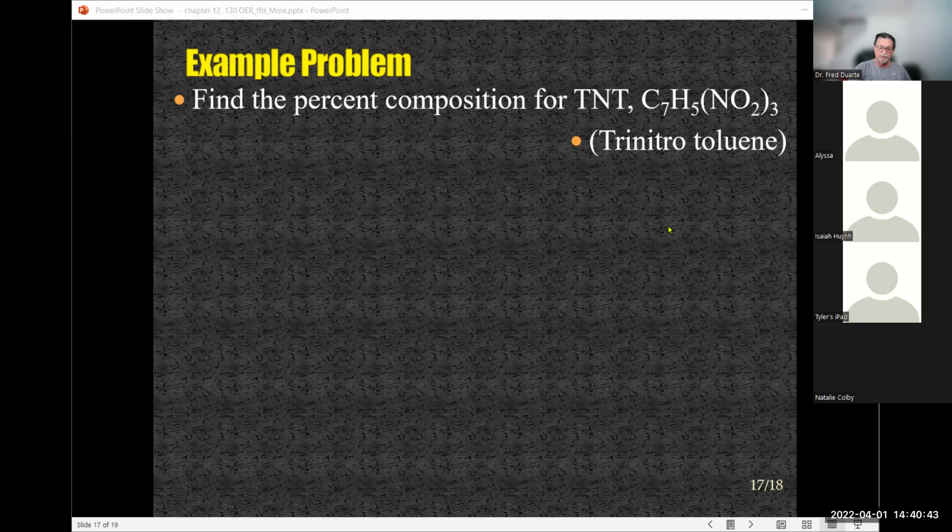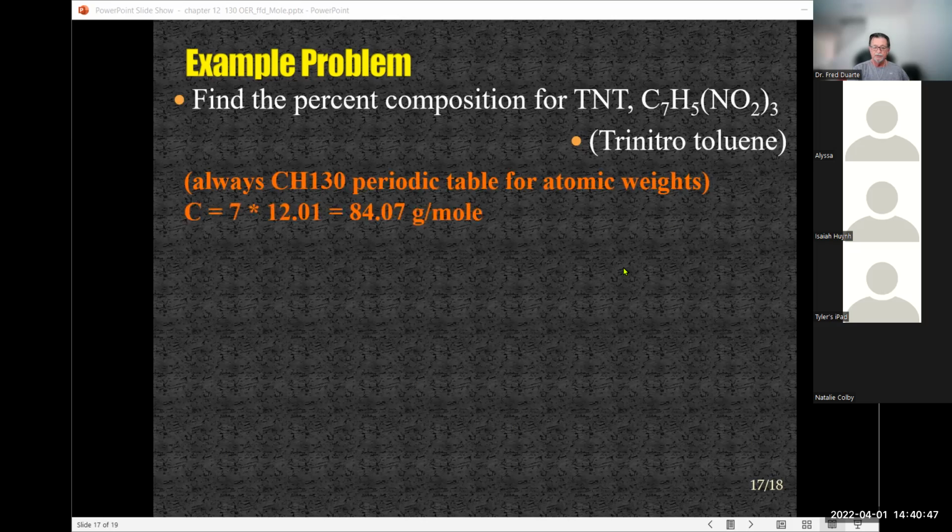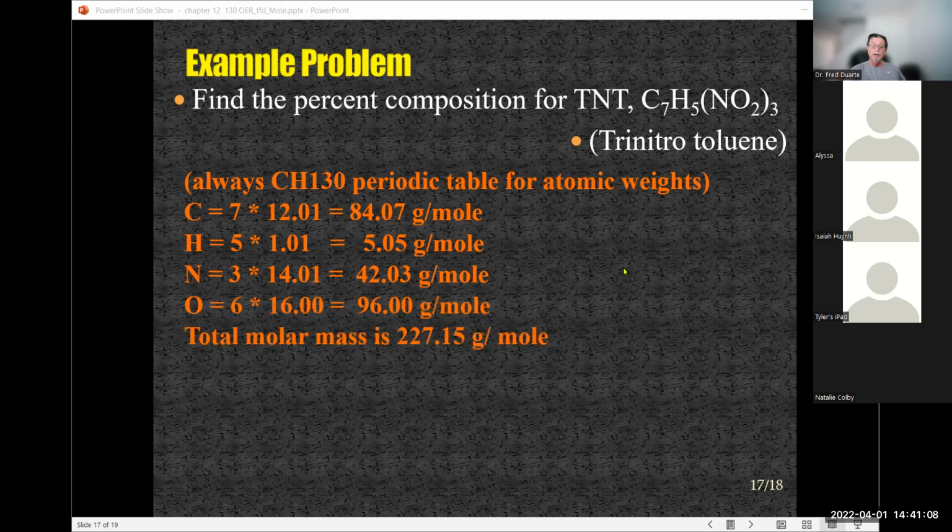Okay, to do the composition, we simply add up all the carbons. Okay, I always use the periodic table. We've got 7 carbons, 12.01 for each carbon. Okay, we've got 5 hydrogens, each at 1.01. That's a total of 5.05. Then the nitrogens, there's 3 of them at 14.01. So that's a total of 42.04 grams per mole. Okay, so that gives us, oh, and the oxygens, of course, there's 6 of them. That's a total of 96.